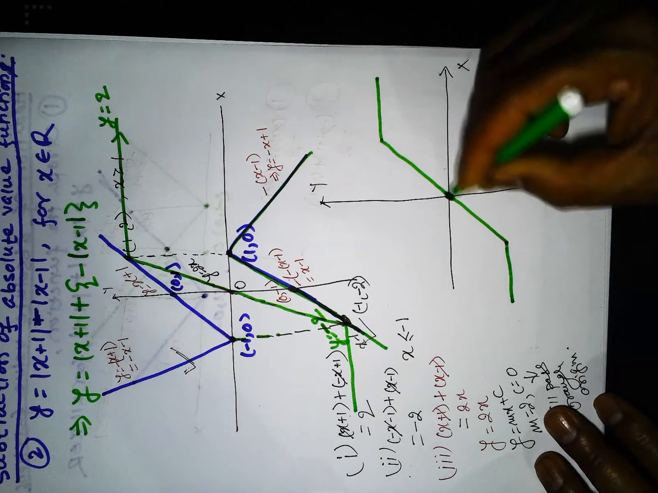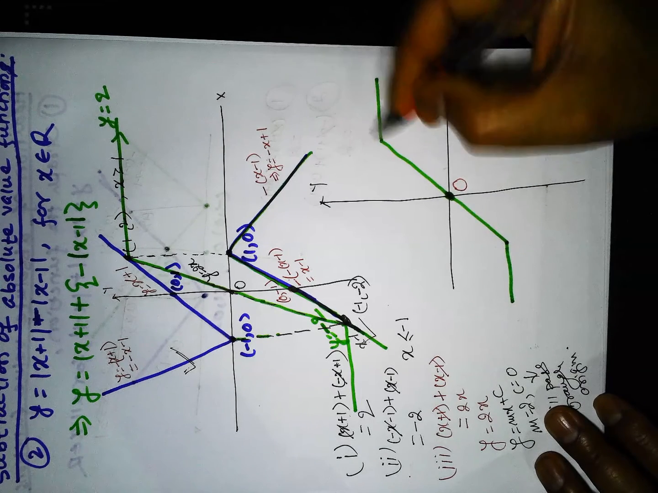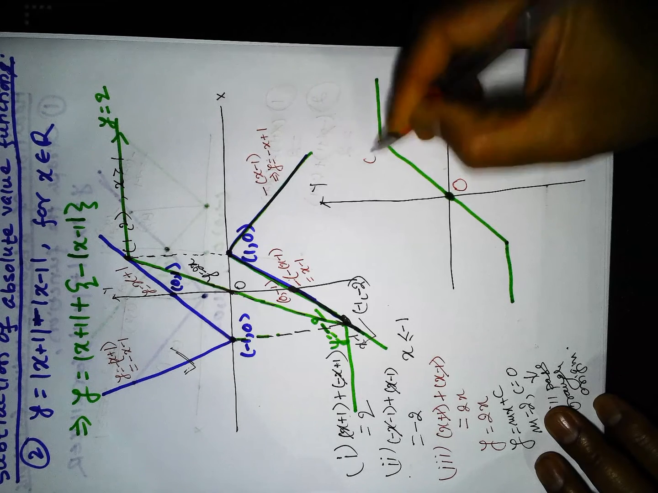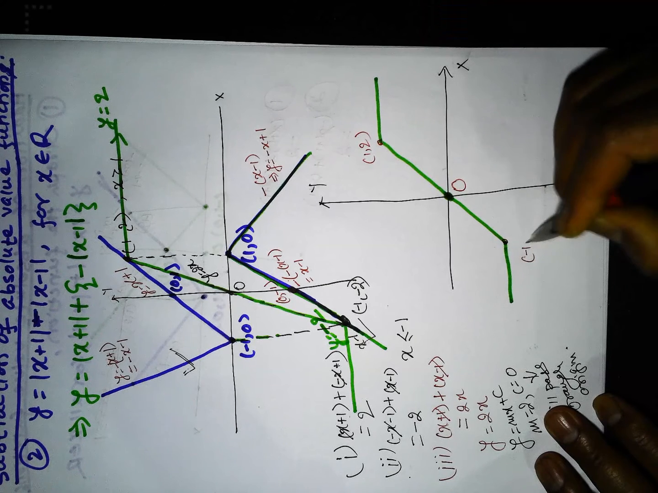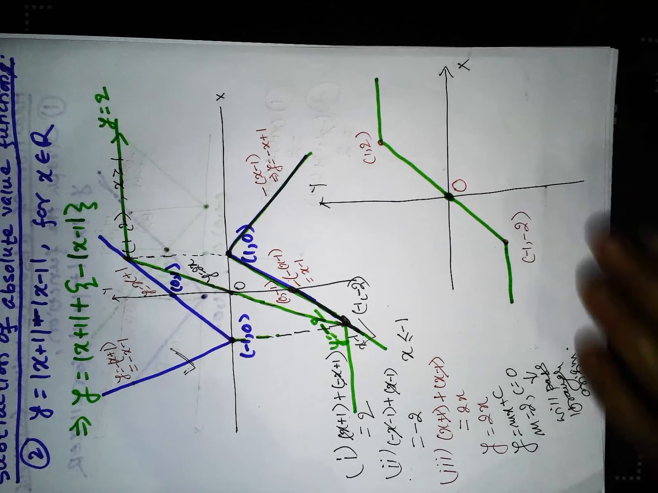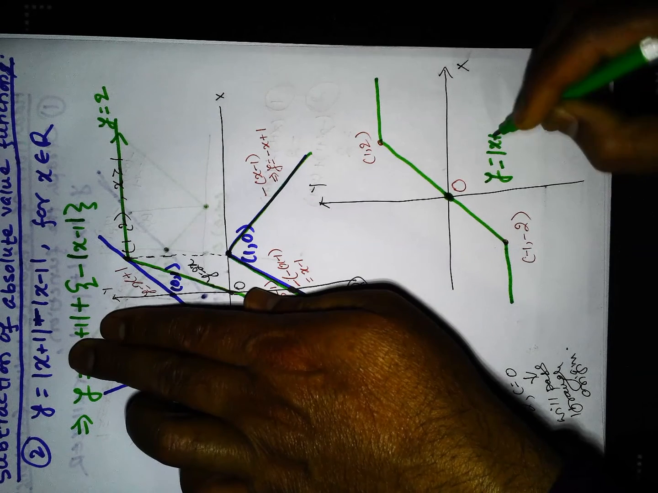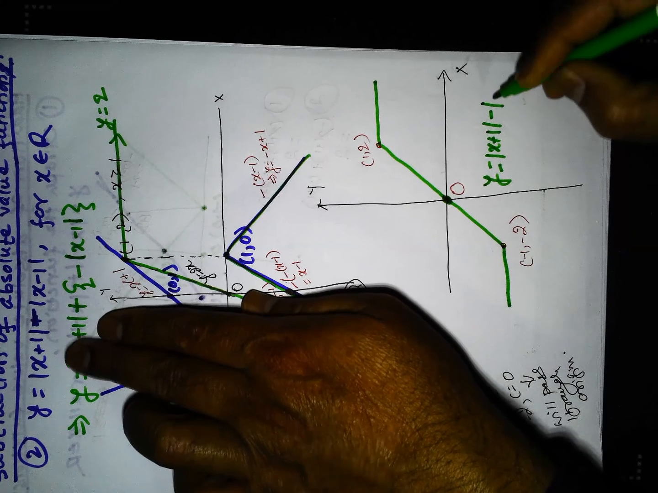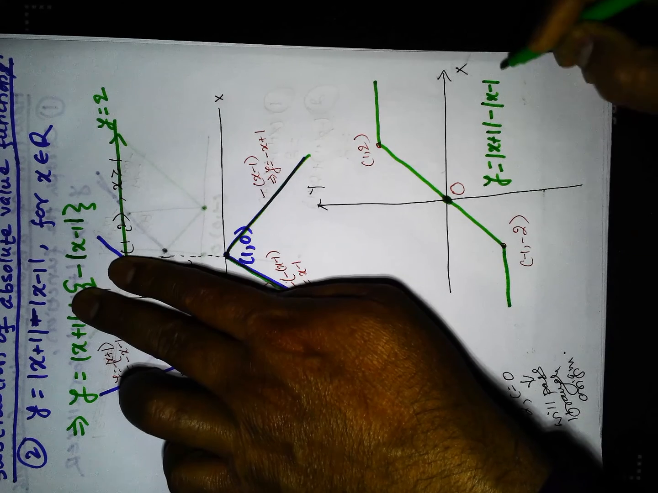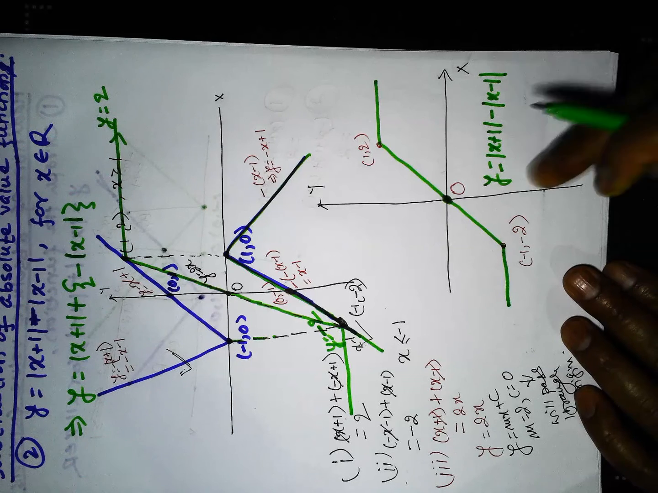If you read off all these points, this is the origin, and if you want to read this point, this is (1, 2), and if you read off this point, this is (-1, -2). And this is the final graph of the given function, absolute value of x plus 1 minus absolute value of x minus 1. So this is the graph of this function.